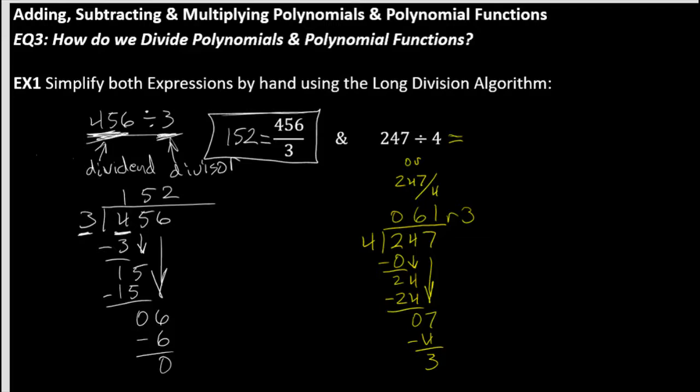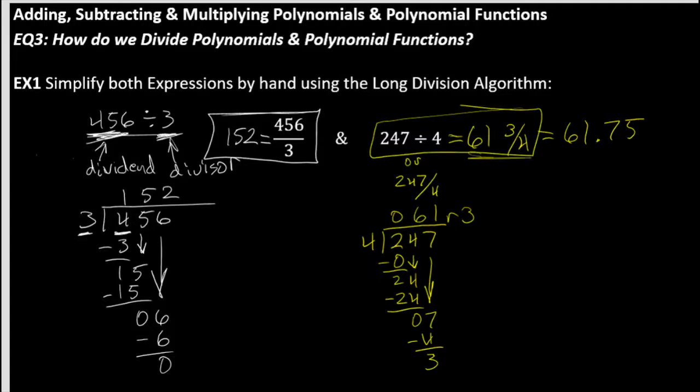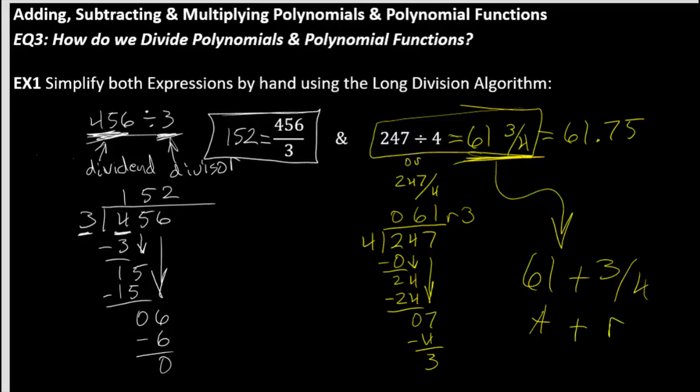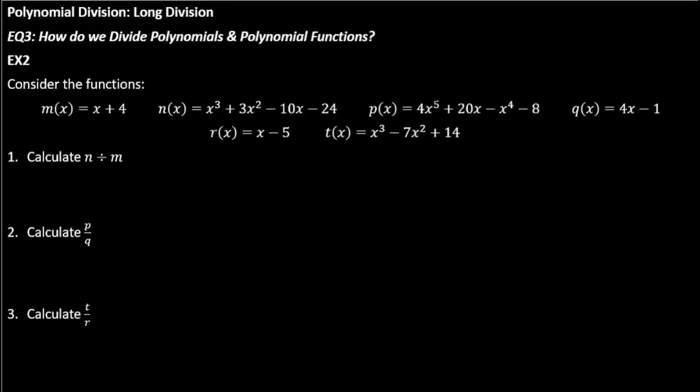But that's what we would do in 3rd grade. We're not in 3rd grade, so we say our answer is 61 and 3 over our divisor. So our answer is actually 61.75. We're not going to worry too much about decimals, but another way we can express this is that our answer was actually 61 plus 3/4, right? So our actual answer plus our remainder. Let's keep that in mind when we're learning how to do this long division with algebraic expressions now, namely polynomials.